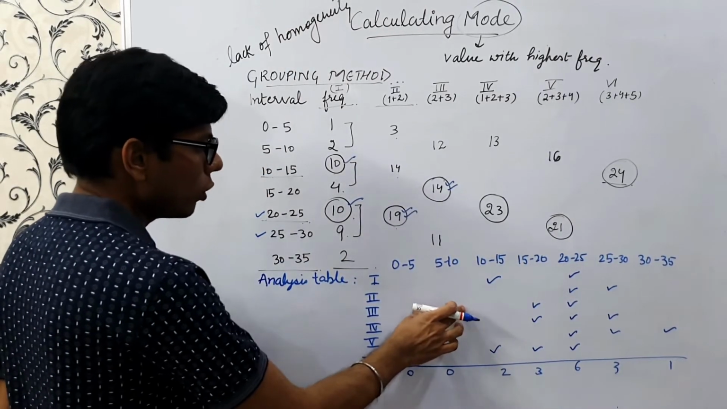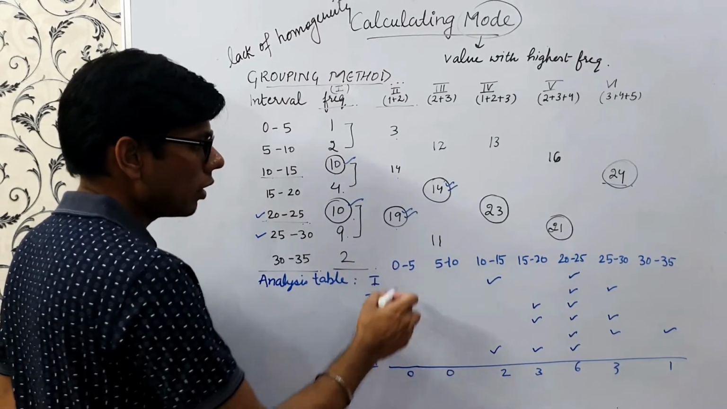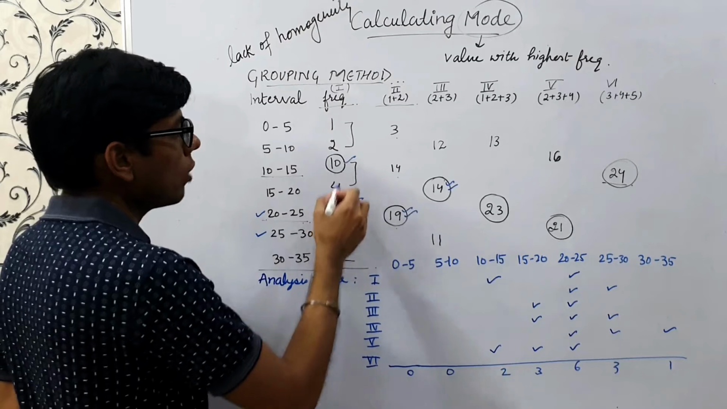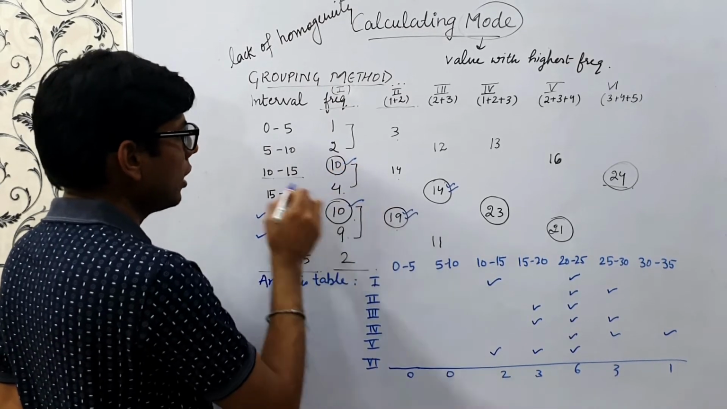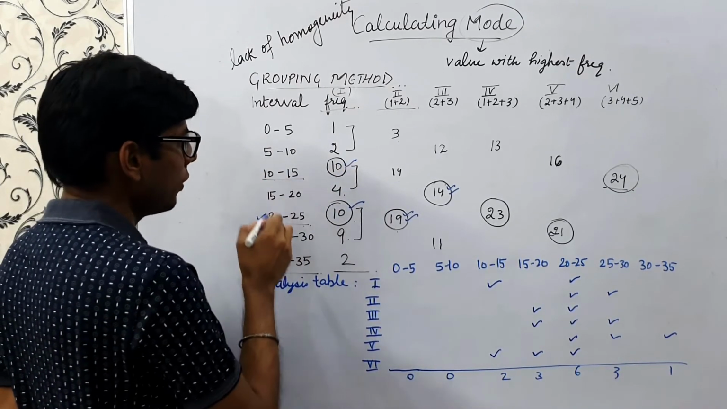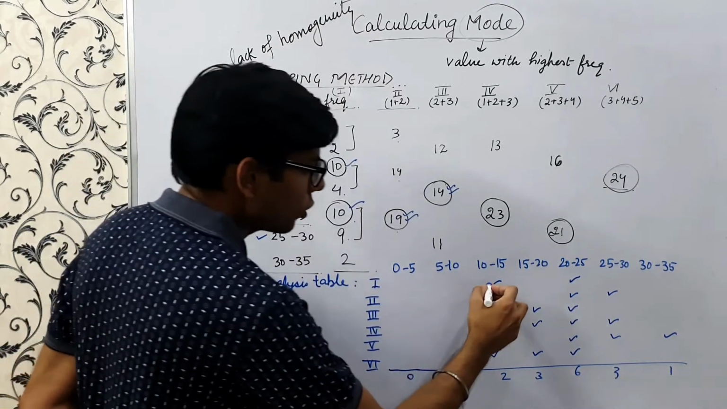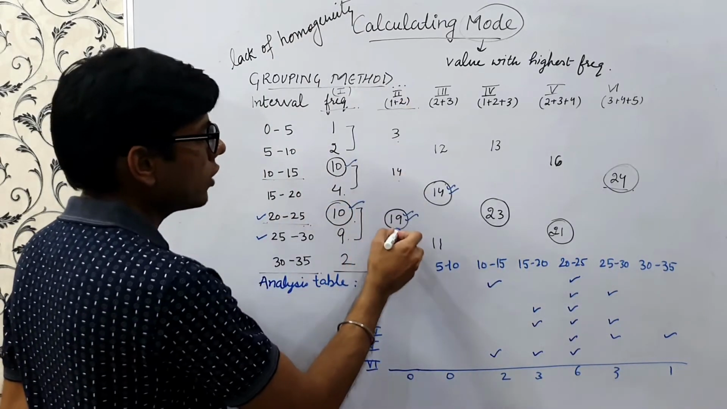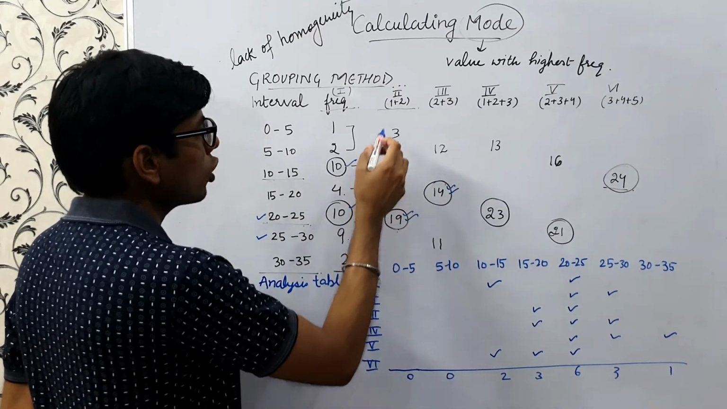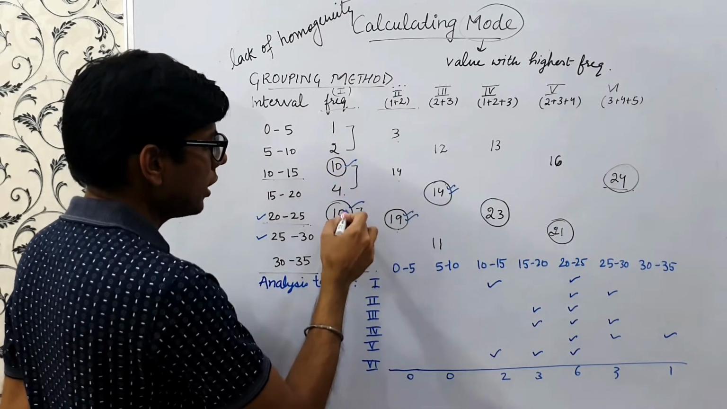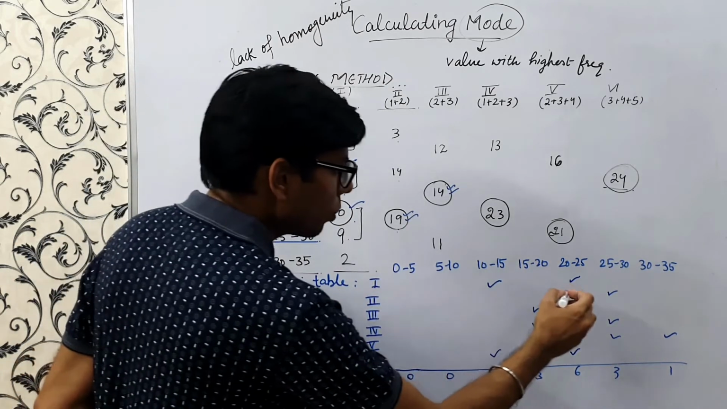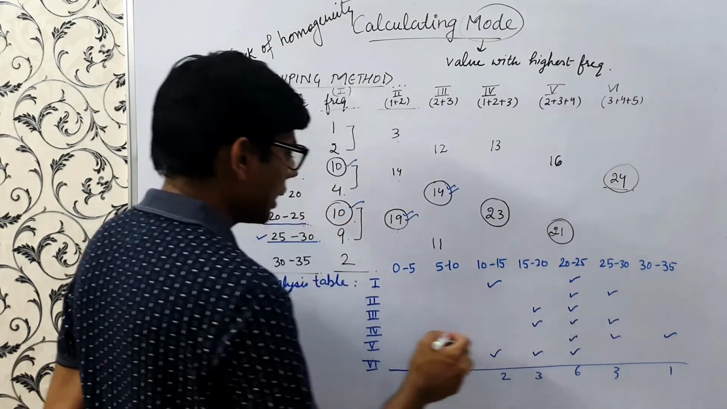So what we have to do is label the columns here and the intervals here. And see, in first column we are getting the highest frequency as 10, and this is corresponding to 10 to 15 and 20 to 25. So just put a tick corresponding to that. In second column we have highest frequency 19, and that is corresponding to these two, 20 to 25 and 25 to 30. So just put a tick against them.